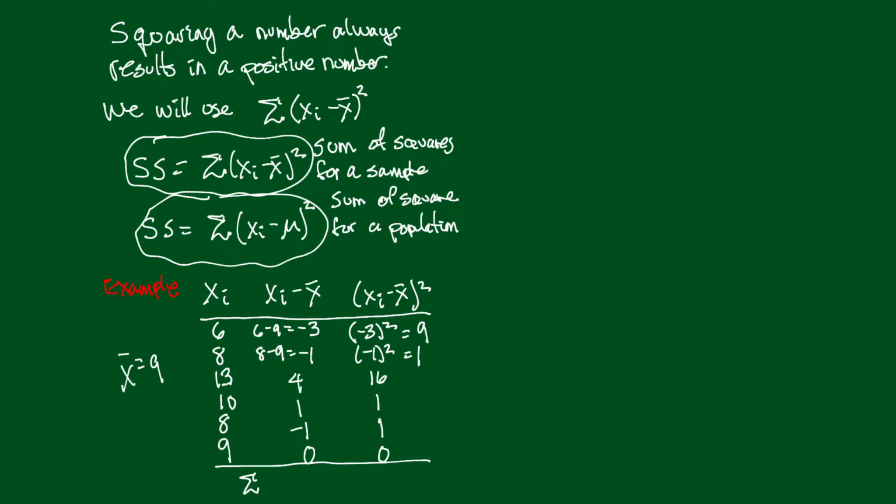Now, we know if we add these up, you just get 0. Every time, any data set. But if you turn those negatives to a positive, then when you add these up, you get a positive number. So what do we get here? 9 and 1 is 10. 26, 27, 28. So we get 28. In our case, the sum of squares is 28.